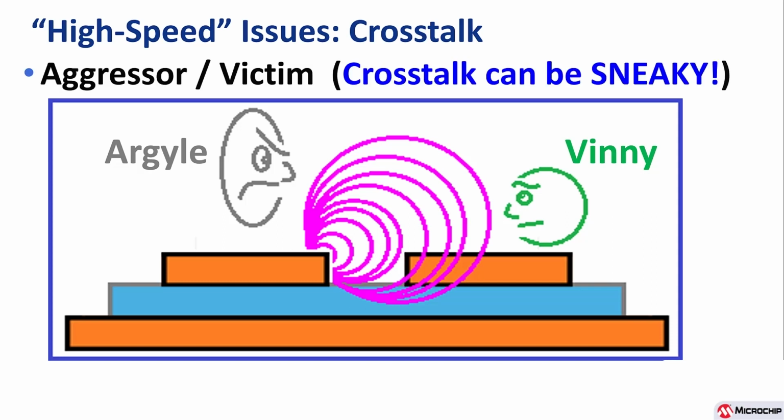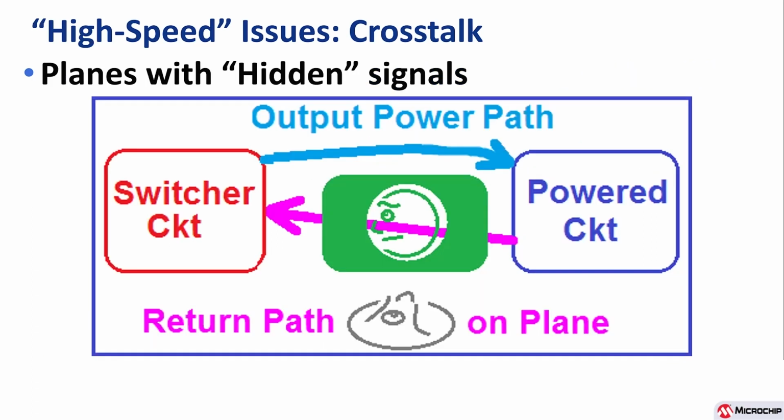And remember, crosstalk can be a little sneaky. As we look at this one, we think, oh, hey, we've got a switcher circuit generating power, and here we have our powered circuit, no big deal. So there's no way we're going to have any problems, right? Our circuit in the middle, the power goes around it. Any switching noise is going to go around it, right? Wrong, because there's a return path on the plane.